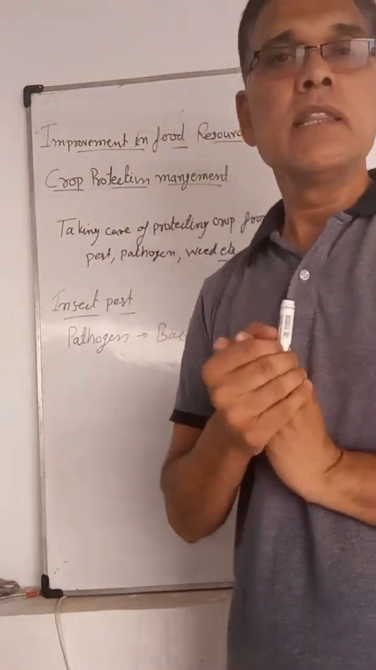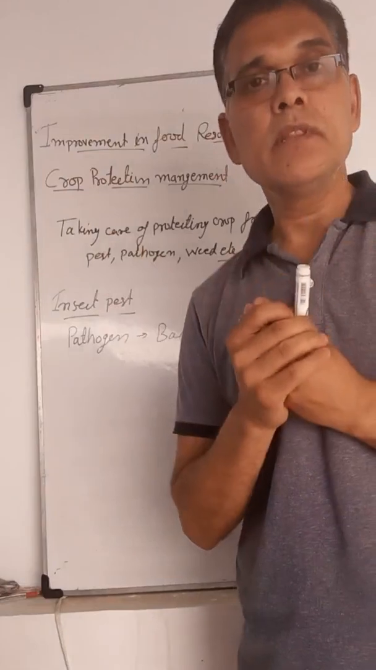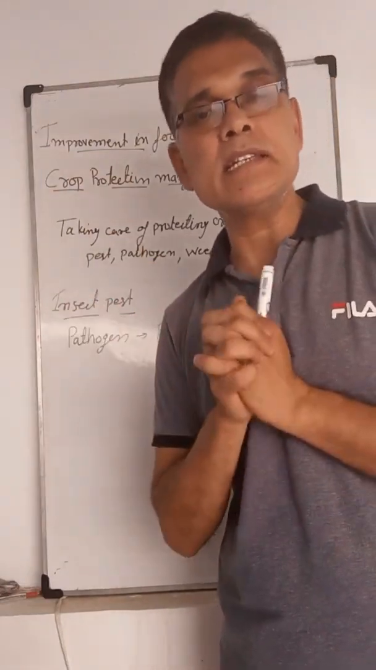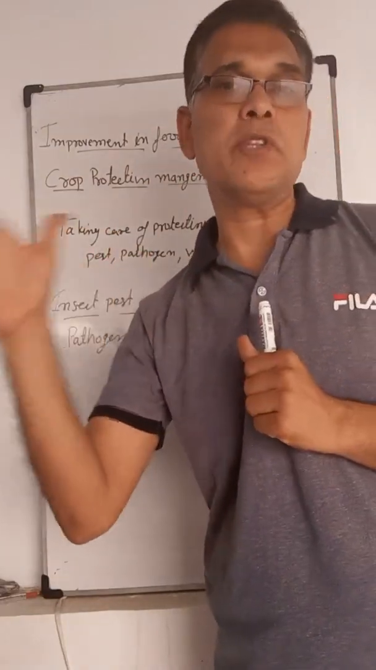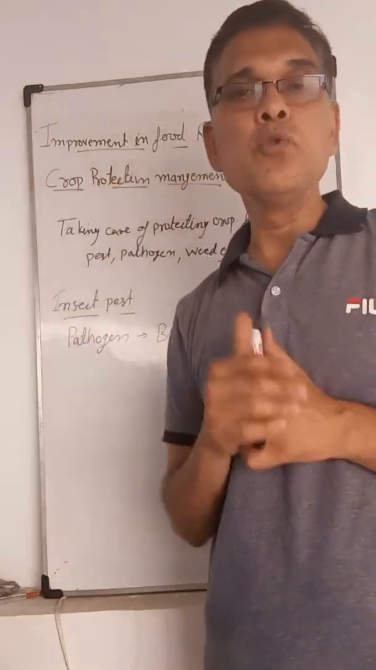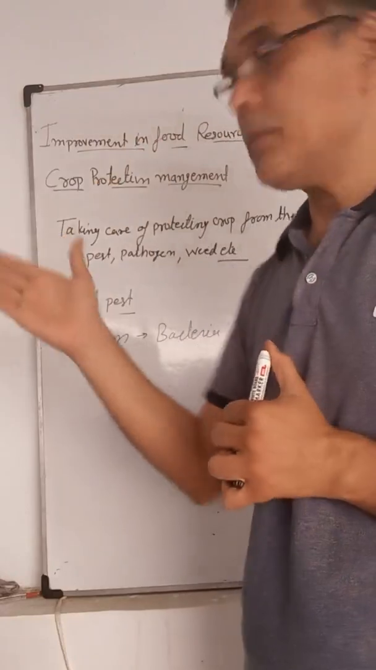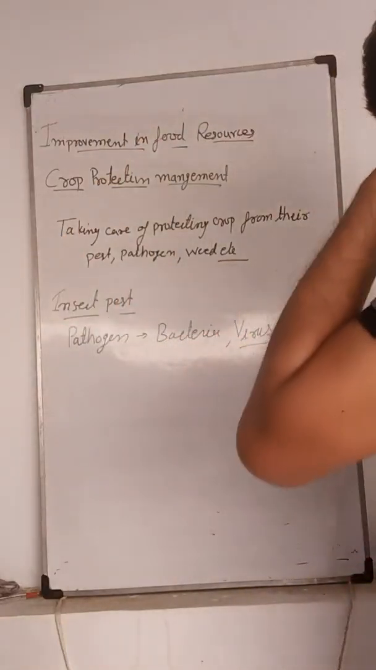Biological methods means their natural predators, natural enemies present in nature, will destroy the particular weeds, insects, pests or pathogens. In this way, we can remove these different insects, pests or pathogens from the particular plants.